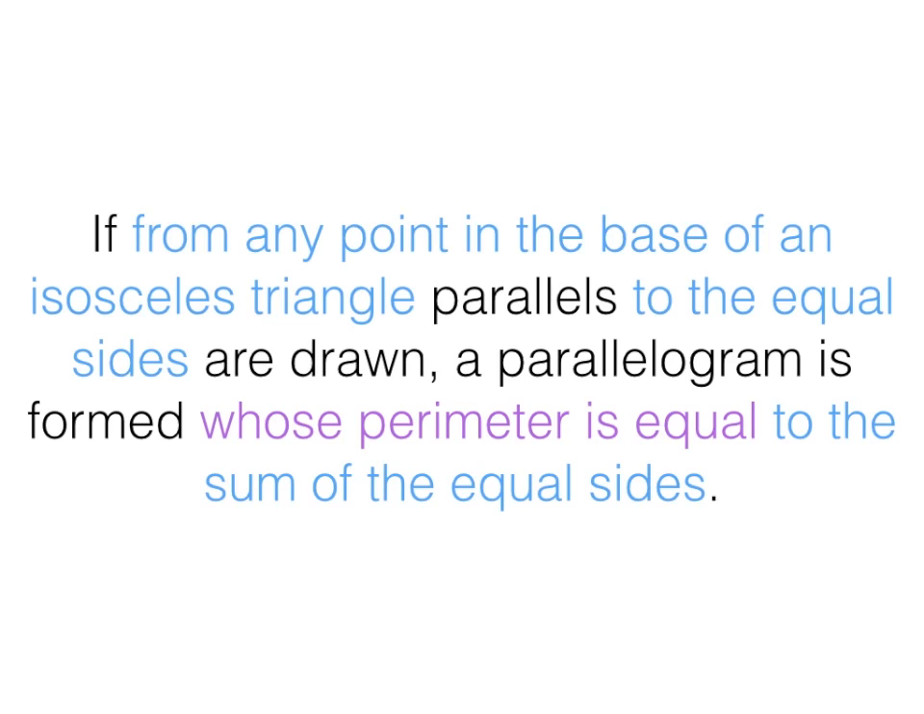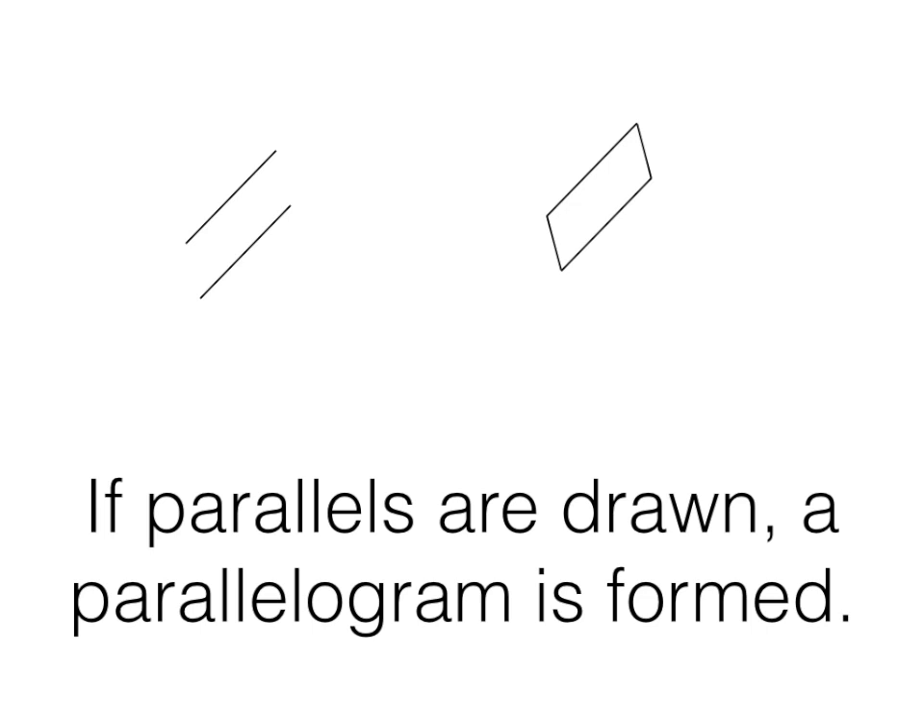Now if we get rid of the prepositions, prepositional phrases in the subordinate clause, and we see what's left, it says if parallels are drawn, a parallelogram is formed. This right here. If parallels are drawn, a parallelogram is formed. But what else is going on there? What's the context for that to happen?